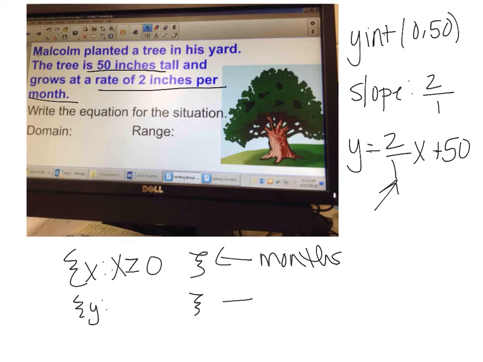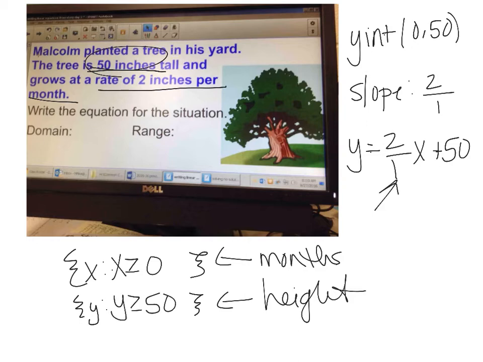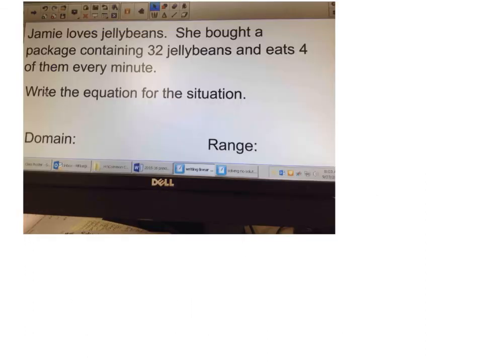And the least amount of height that we're going to talk about, which is the y, is going to be the starting height of 50 inches. So the domain and range should look like that. So if you look at this one, go ahead and pause the video, read it, write the equation, identify the domain and range. When you're done, unpause the video and check your answer.